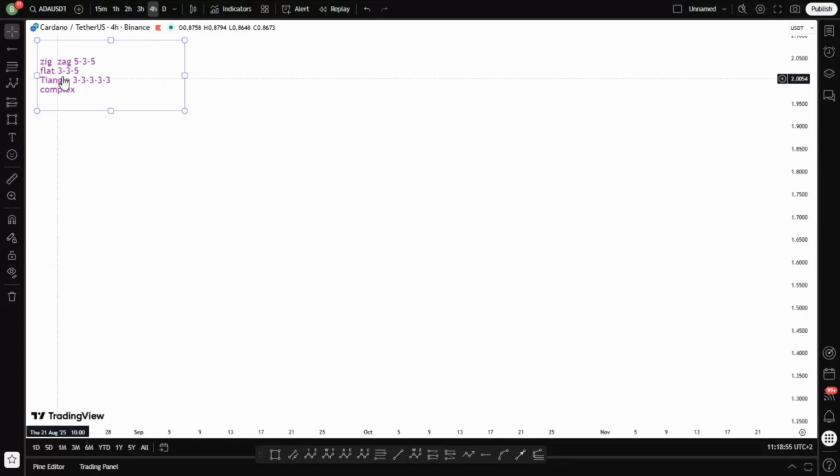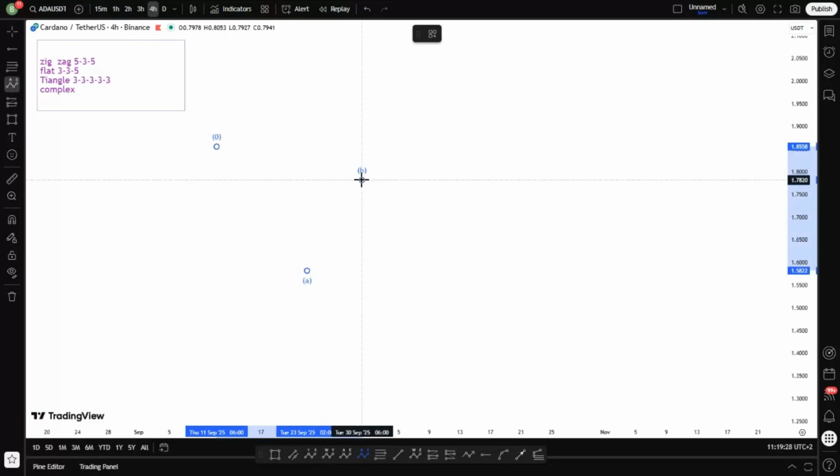So the first to begin with is a zigzag pattern, which is a 5-3-5 move. In a zigzag move, whether it's bullish or bearish, it will depend. We know that if it's bullish, then the correction is going to oppose the bullish movement. So in that situation, we're going to have our ABC: A, B, and then C.